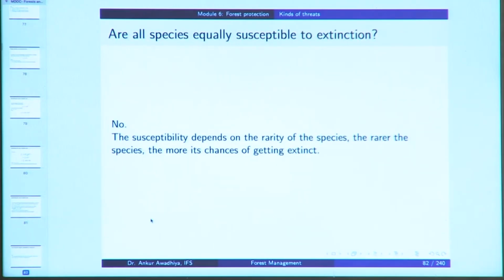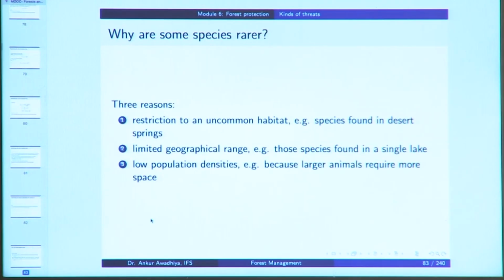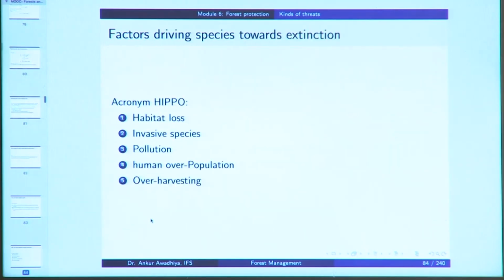Then we saw that all species are not equally susceptible to extinction. It depends on the rarity of species. If a species is rarer, then it has a greater chance to be extinct. And some species are rarer because they are restricted to an uncommon habitat, they have a limited geographical range, or they have low population densities.